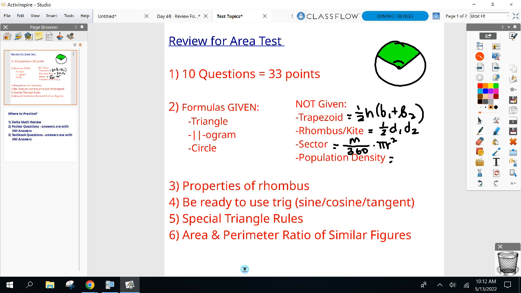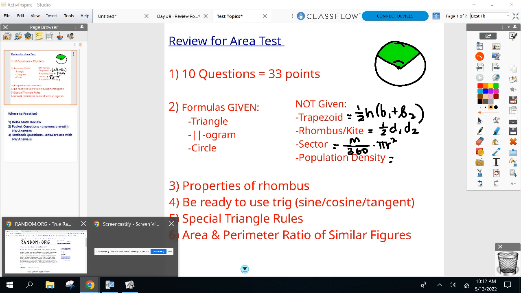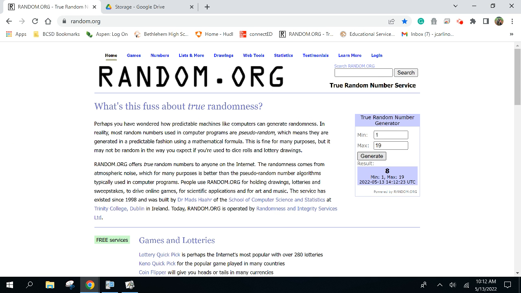Population density. Day 1 we did this formula. How do you find the population density of a piece of land? Number 8.